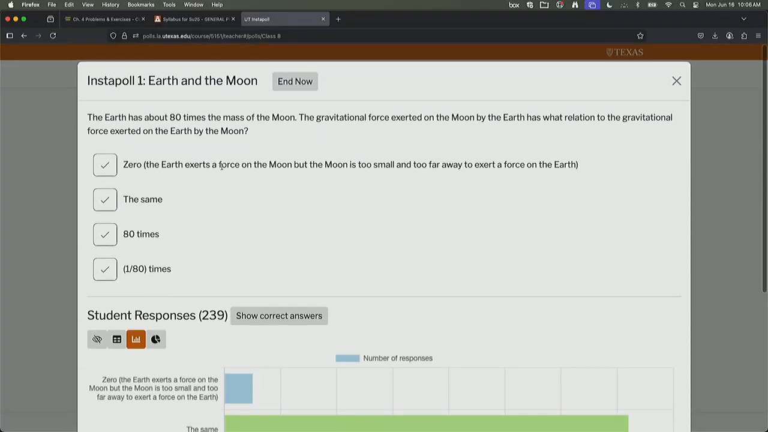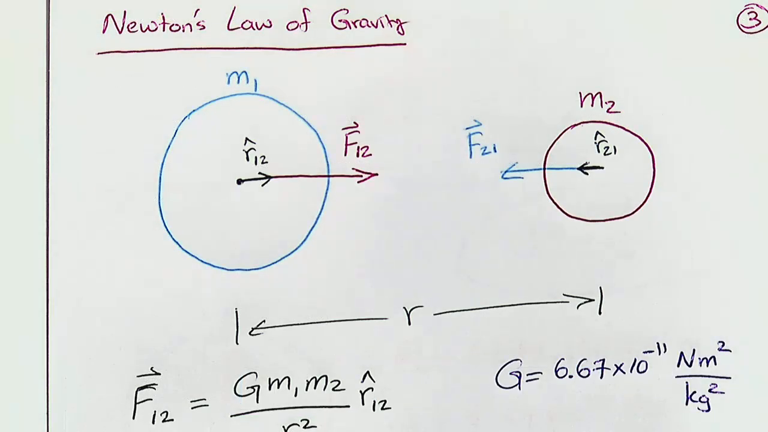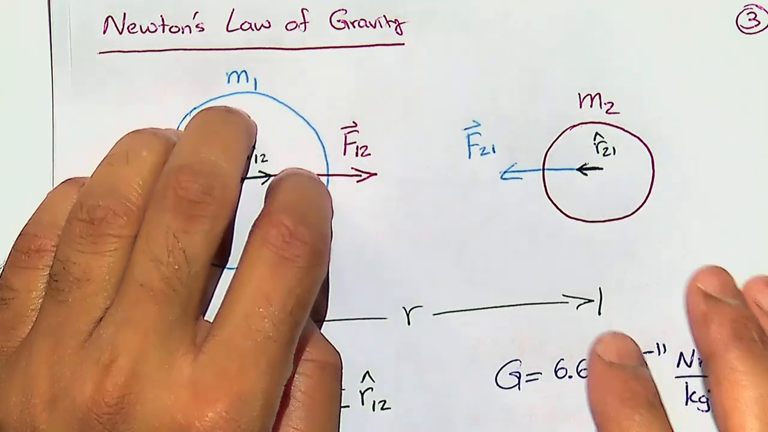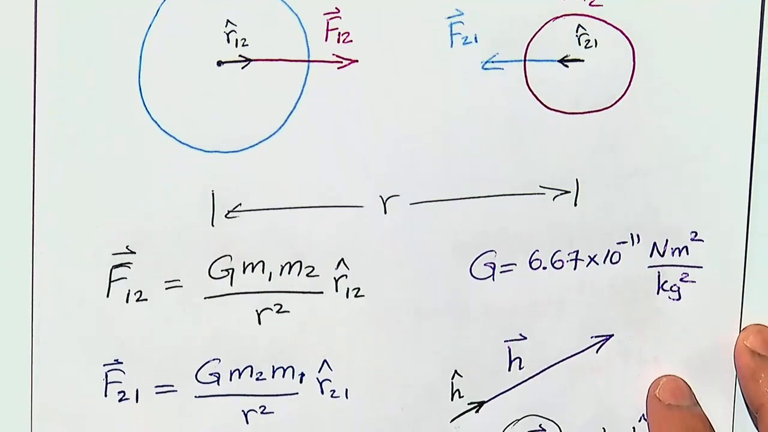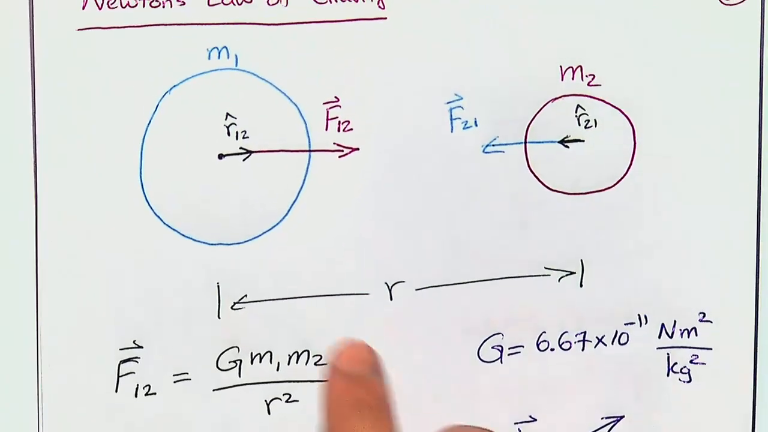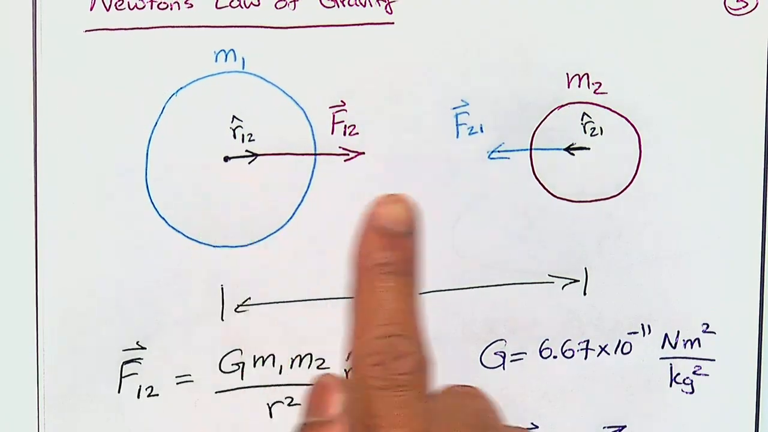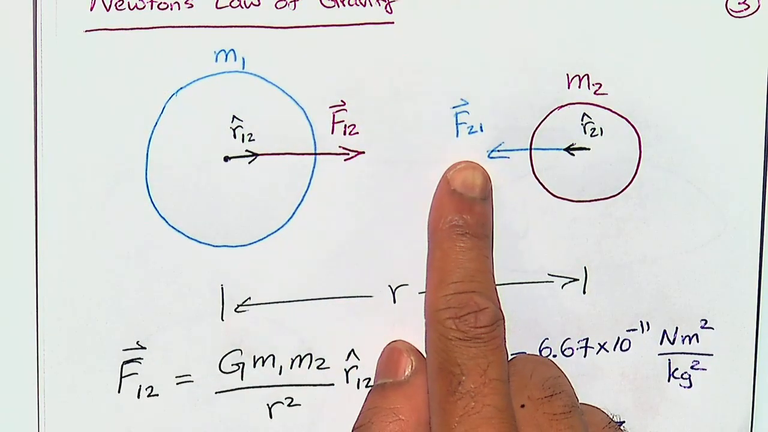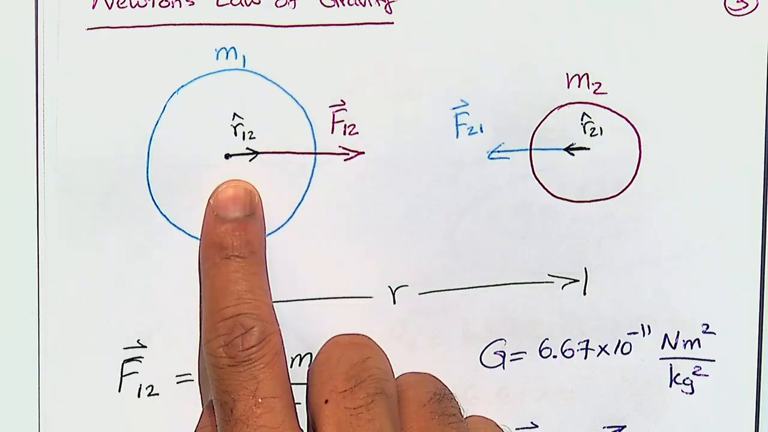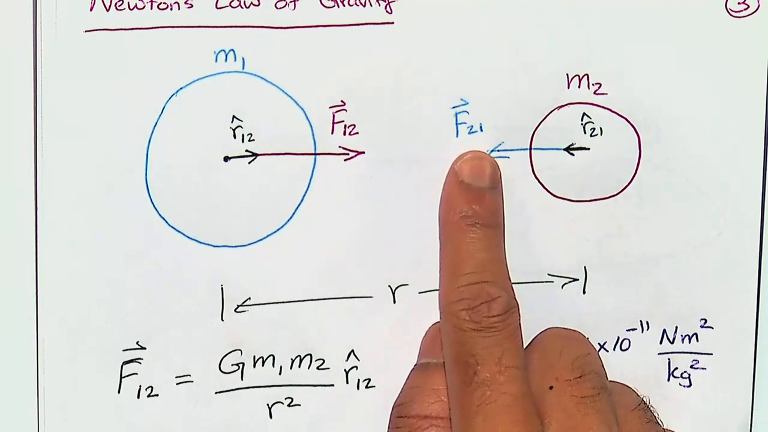So how do we figure out what this is? Let's go to our notes. We want to consider how gravity works. If we have two objects, this could be the Earth, this could be the Moon, and we want the forces. So if you want to calculate the force that is the Earth applying onto the Moon, this one.